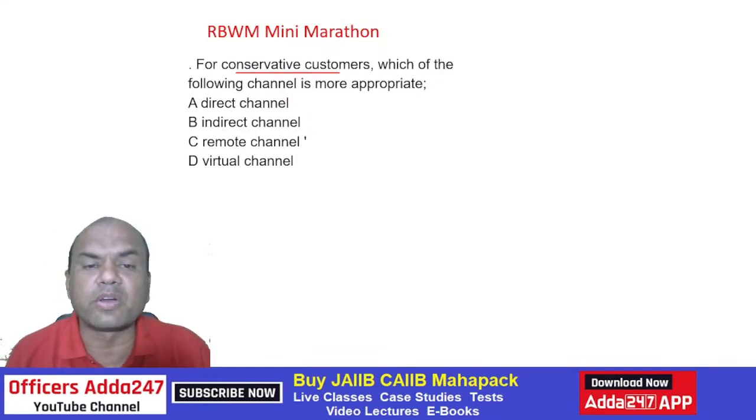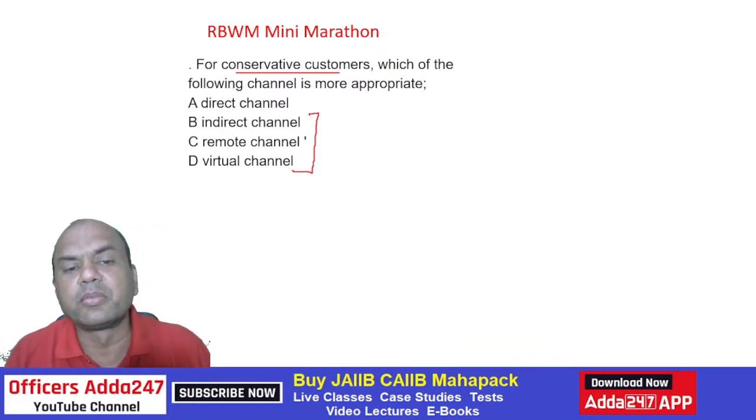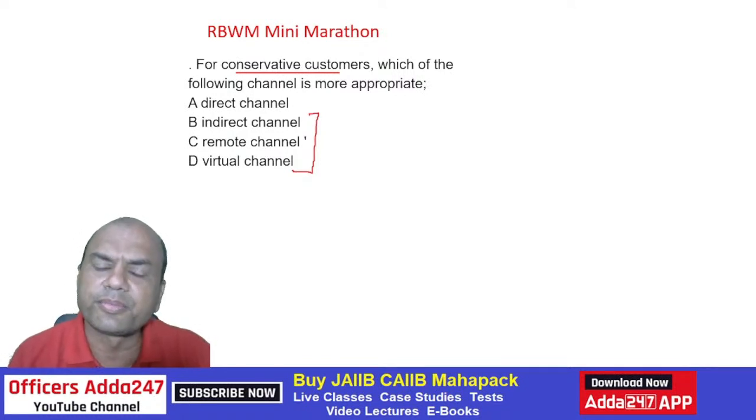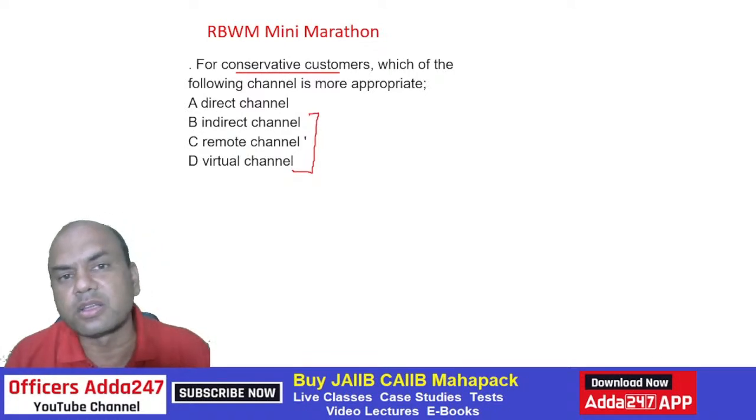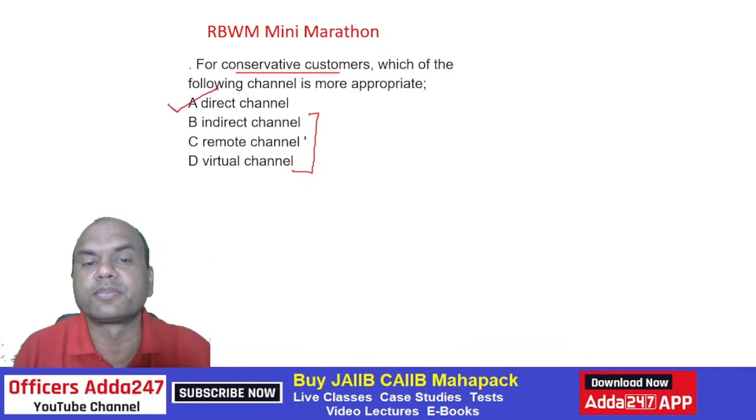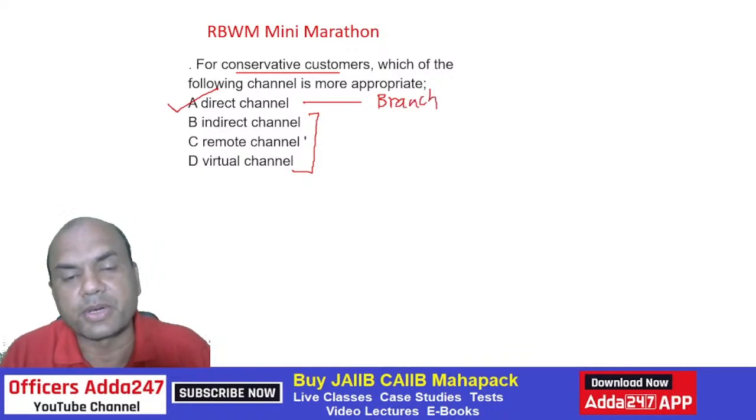Indirect, remote, virtual, all these three are roughly the same. Indirect channel, remote channel, virtual channel, what do you mean by this? Suppose I say internet banking, is this indirect, remote or virtual? It's all. If I say app banking, is it indirect, remote or virtual? All. So for conservative customers, we have only direct banking, the direct channel. It is the banking branch. The customer goes to the branch and does all the operations.